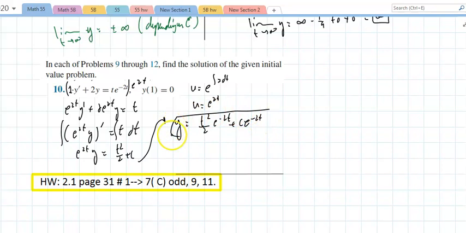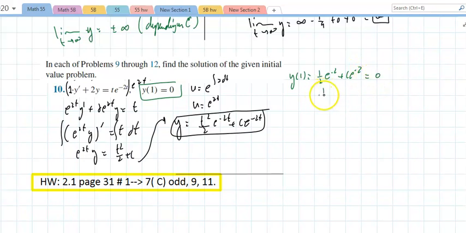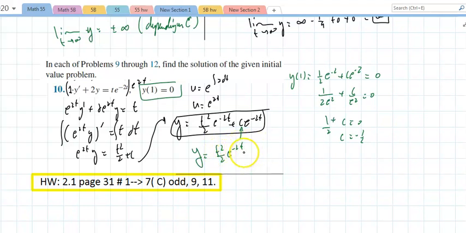All I have to do now that they gave me initial conditions, say y of 1 is 0, is plug in: 1/2 e to the negative 2 plus c e to the negative 2, and that equals 0. So this is 1 over 2 e to the 2 plus c over e to the 2 equals 0. That's 1/2 plus c equals 0, c equal negative 1/2. Plug that in there, and the solution is y equal t squared over 2 e to the negative 2t minus 1/2 e to the negative 2t.